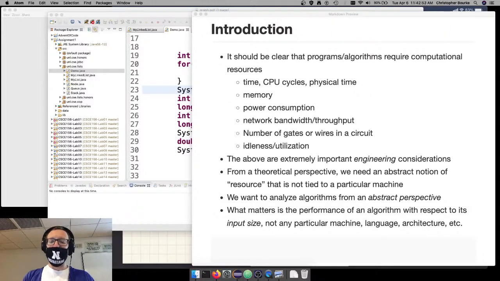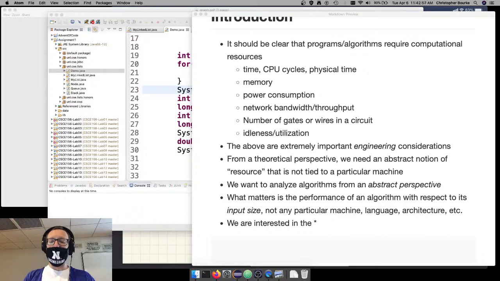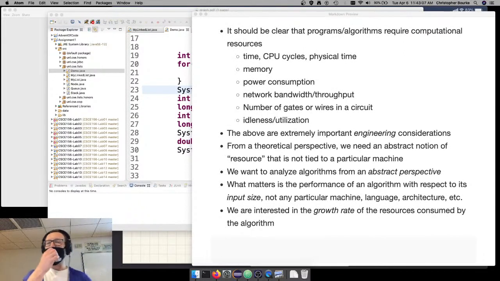Right? We are interested in the growth rate of the resources consumed by the algorithm. Is it linear? Is it quadratic? Is it exponential? Is it constant, in which case it doesn't matter? It is a constant time algorithm. It doesn't matter if the input size is very small or very large. It runs about the same on all of those inputs.